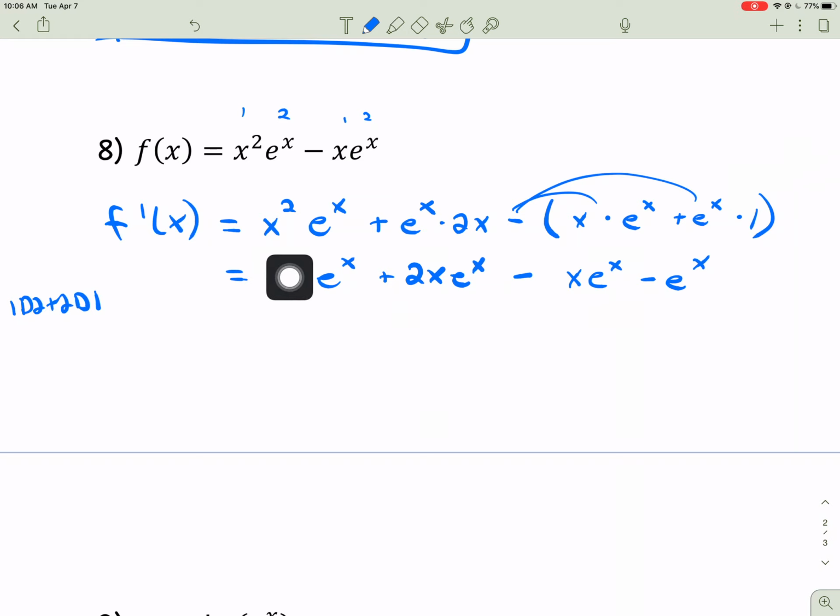Now notice something, these all have an e to the x term. Could I have just factored up here? Could I have pulled out an x e to the x, and then I would get, let's see, that's x minus 1. I think this might have been easier. Well, not really, it's pretty complicated.